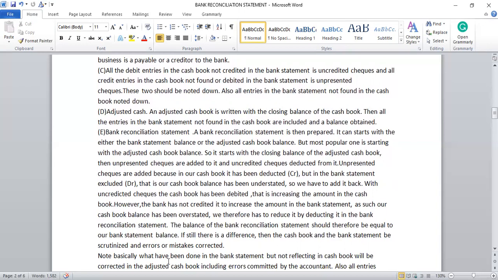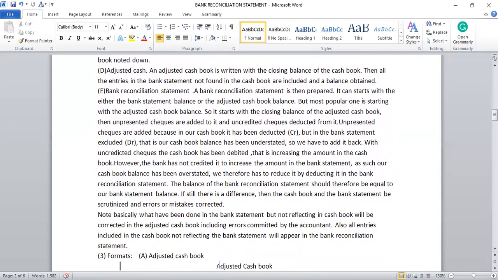Note, basically what has been done in the bank statement but not reflecting in the cash book will be corrected in the adjusted cash book, including errors committed by the accountant. So all that I'm saying is that what has been done in the bank statement but is not reflecting in the cash book will be corrected in the adjusted cash book by what? By the accountant. Okay.